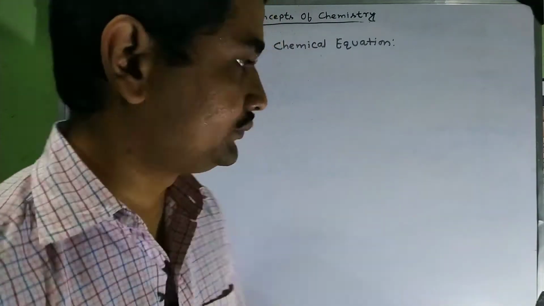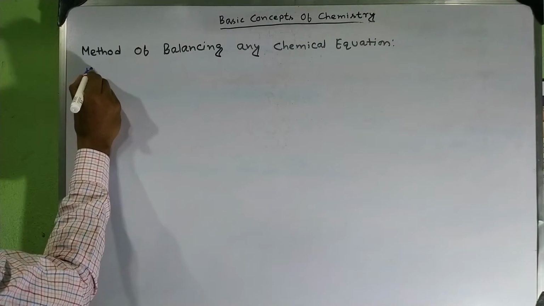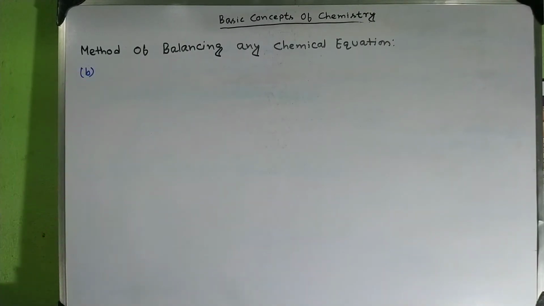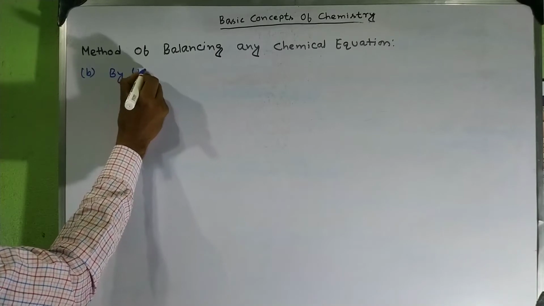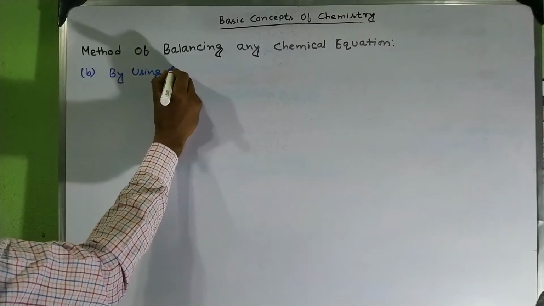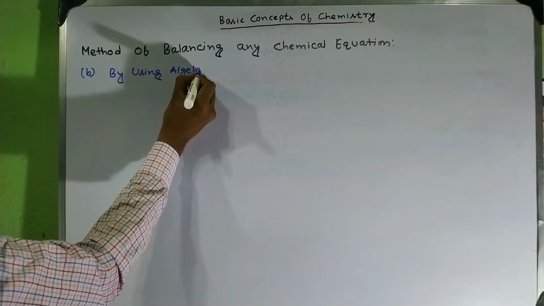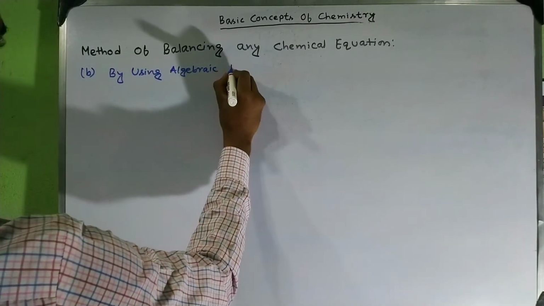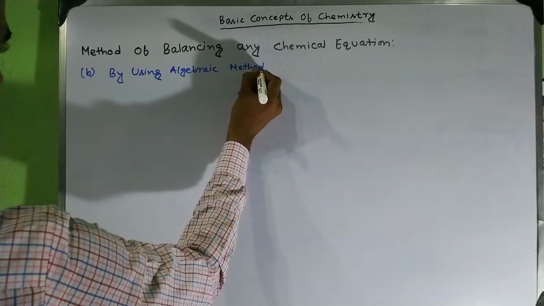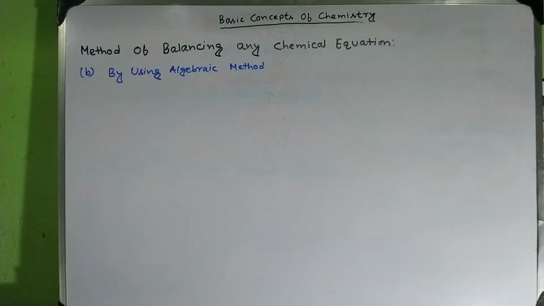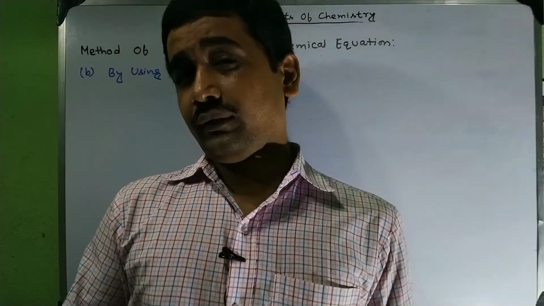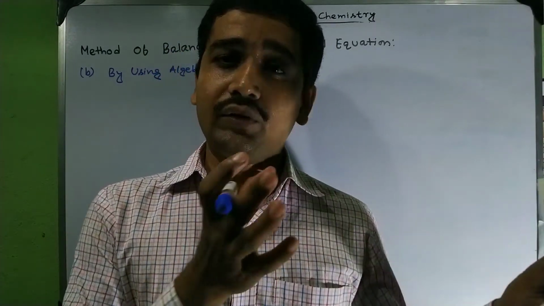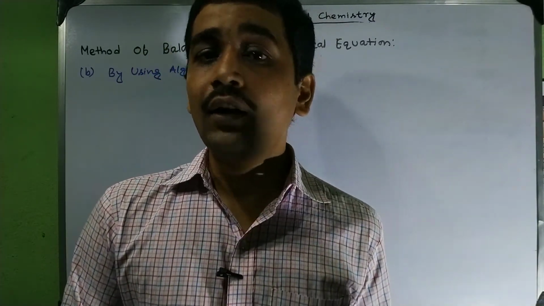Okay, look. First is trial and error method. Number 2 method is by using algebraic method. Okay, by using algebraic method, here also the main principle is number of atoms present in the reactant side is always equal to the number of atoms present in the product side.